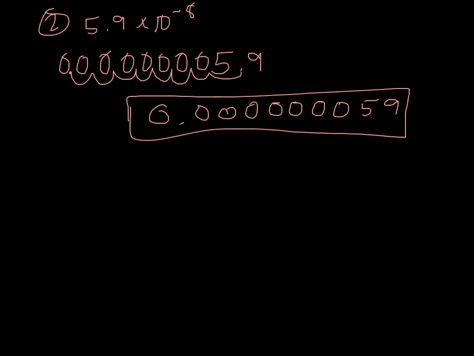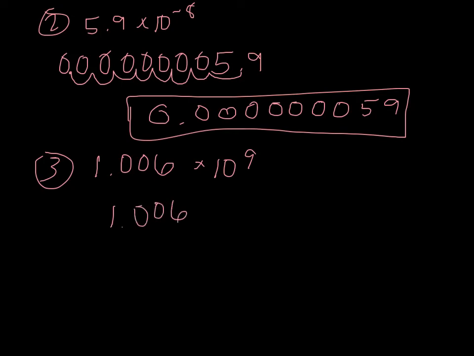All right, let's try another one. 1.006 times 10 to the 9th. Again, I just write down my original number, 1.006, or 1 and 6 thousandths. And now I need to move it 9 spots to the right, so I'm going to add some zeros to the right so I don't lose my spot.